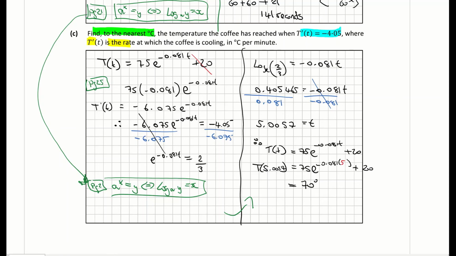So you have to solve for t first of all, and then you need to sub that time in, because the question wants us to find the temperature at which the coffee is cooling. So they wanted us to find the degrees of the coffee. Okay, that is part C. There's one last part to this question, and it's part D.